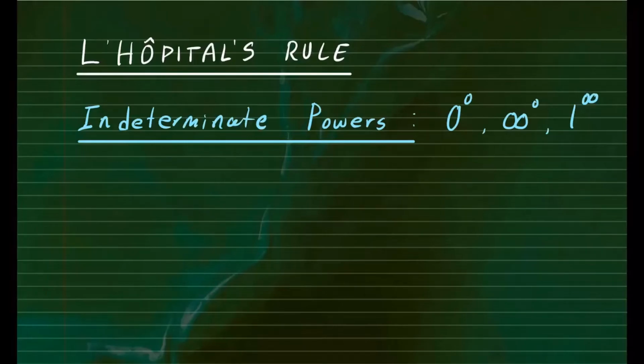Hi everyone. In this video, I'm going to illustrate how to use L'Hopital's rule when we compute limits for a specific type. So let's talk about the indeterminate powers. Often if you try to take a limit and you get, let's say, 0 to the 0 power, that's one of the indeterminate powers. Or if you get infinity to the 0 power, that's also an indeterminate power. And the last one, if you have 1 to infinity, that's also known as an indeterminate power.